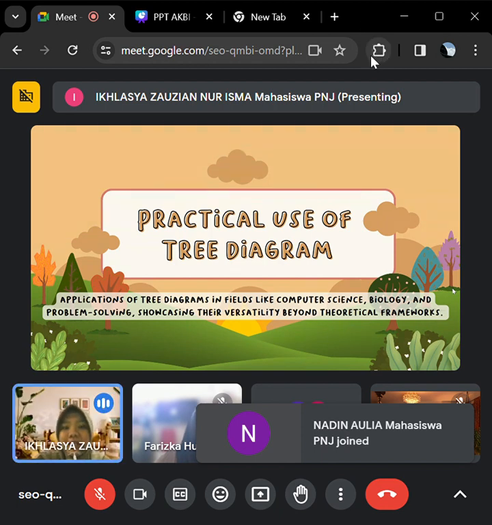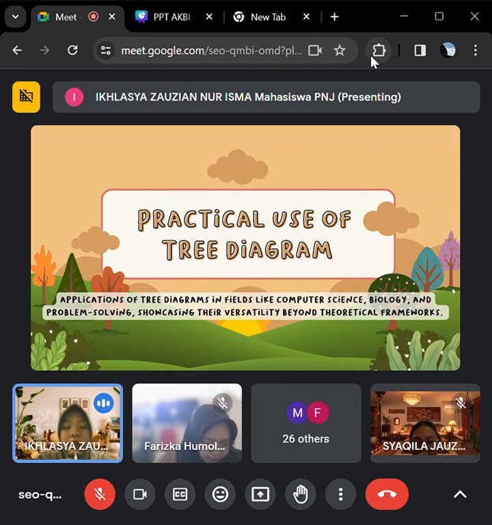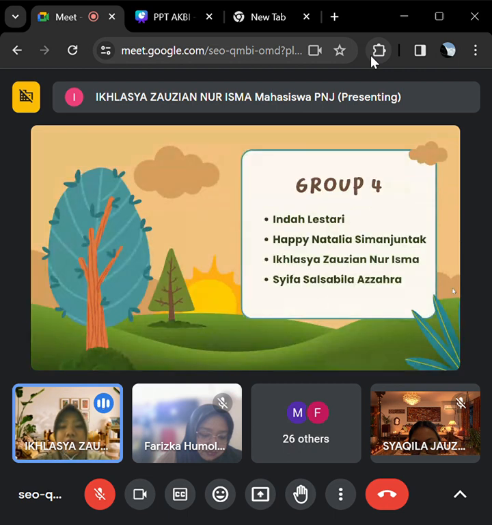Good afternoon, Miss Fariska and Bispro 1A class. We are from Group 4. We will present our conclusion of the essay about practical use of tree diagrams and discussion about application of tree diagrams in fields like computer science, biology, and problem solving, showcasing their versatility beyond theoretical frameworks. Our group members are Indah Lestari, Happy Natalia, Mi Iklasya Zauzian, and Shifa Salsabila.